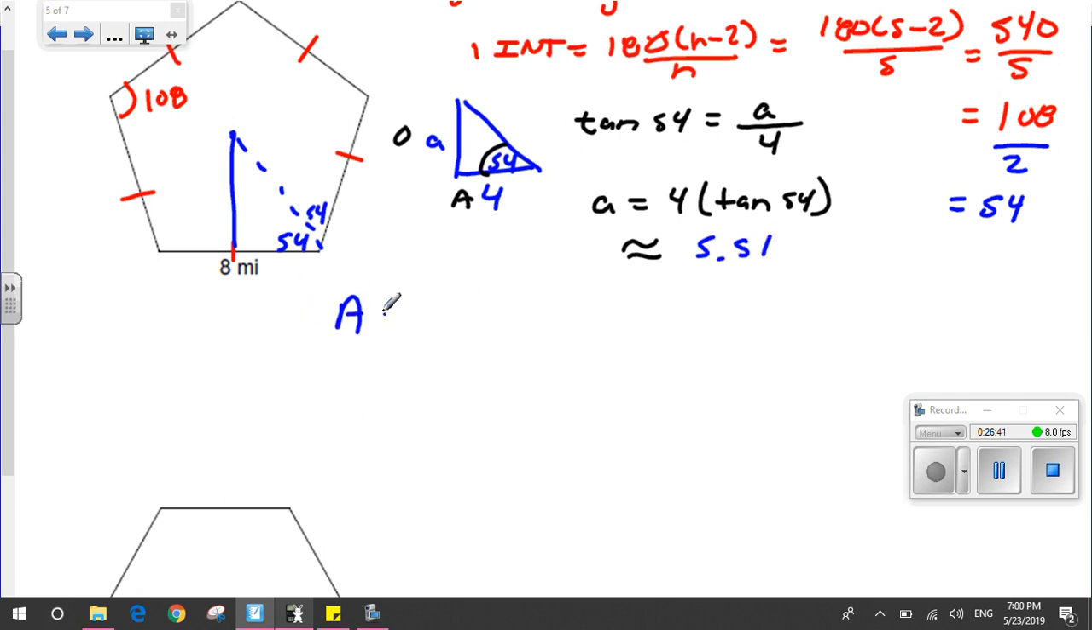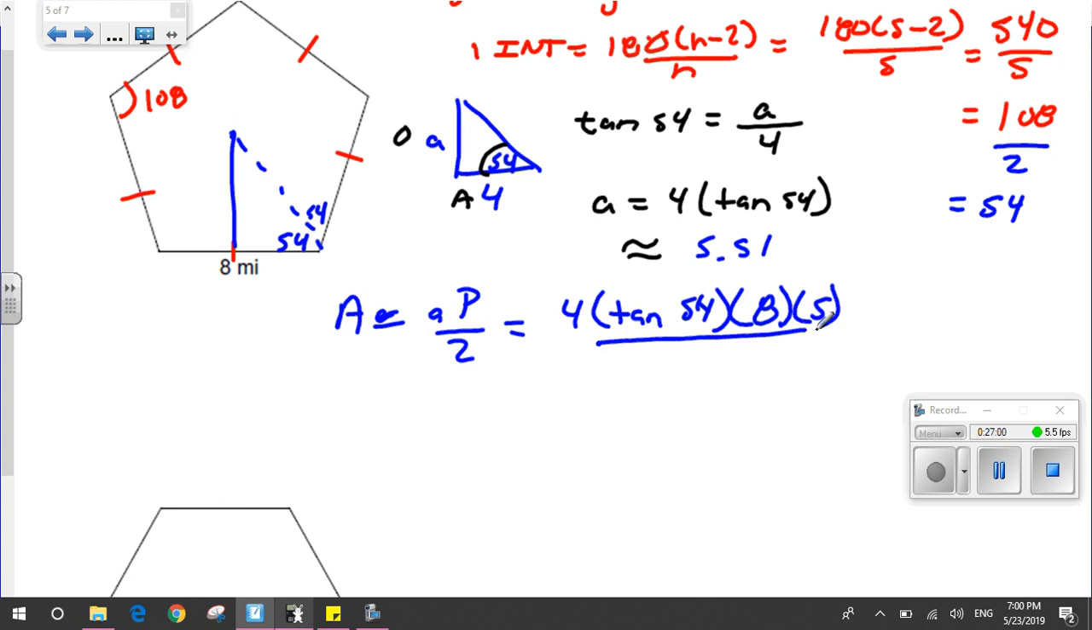Area is equal to apothem times perimeter divided by 2. So that means 4 times tangent of 54. And to find my perimeter, it's going to be 8 times 5, because there's 5 sides. All of that divided by 2. Now, if I put it in the calculator like this, I'm going to get the best answer because this will give me a more accurate answer.